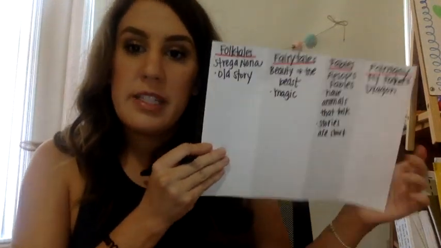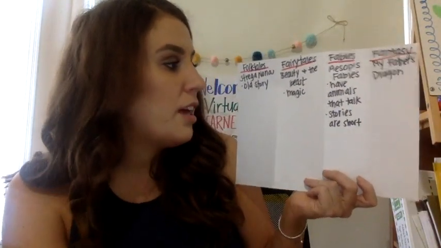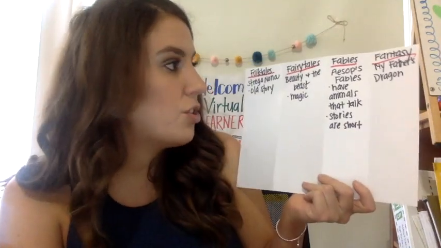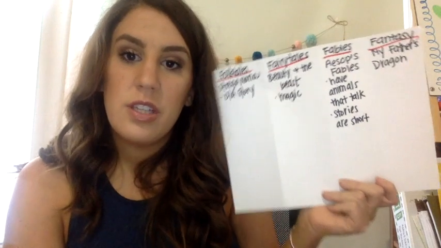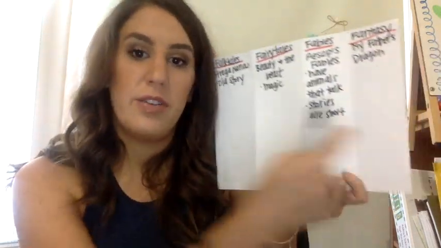So here are some examples of what you might put underneath it. If you read Aesop's Fables, you might put that they have animals that talk and the stories are short. If you put Stragonona, you might say that it's an old story. So there's different reasons why we know that the books fall into the different categories.